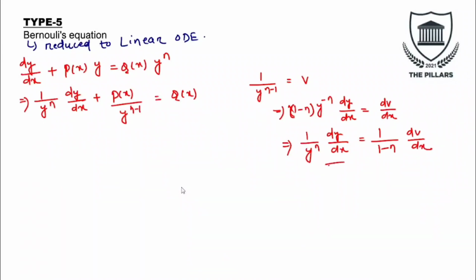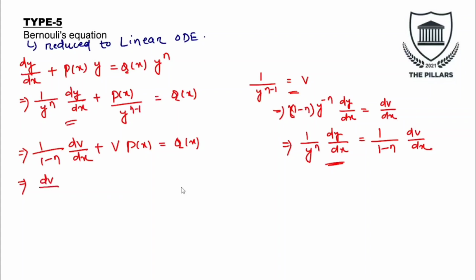Now we can substitute this term in this equation here and write down 1 by 1 minus n dv by dx plus this 1 by y to the power n minus 1, taken as v here. So this becomes v into p of x is equal to q of x, and we will multiply by 1 minus n everywhere because this coefficient must be 1. This becomes dv by dx plus 1 minus n into p of x into v is equal to 1 minus n into q of x.